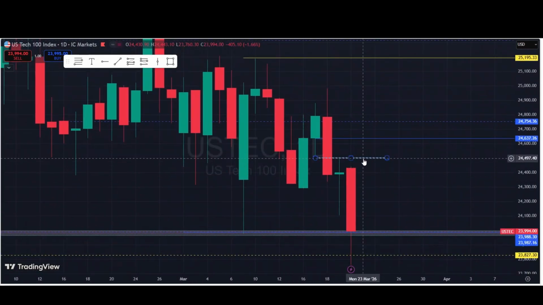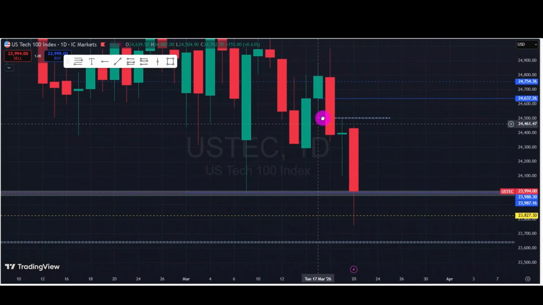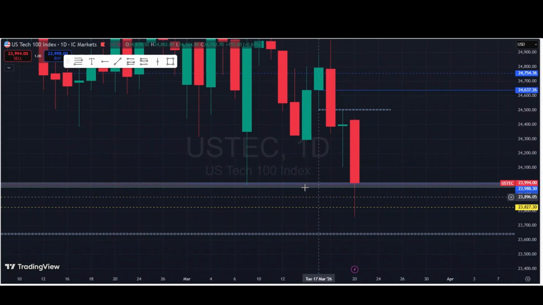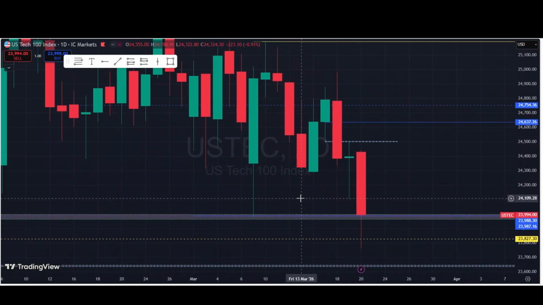First, we are looking at the fair value gap on the 24,500 level before the order block, and then the next is the weekly order block, which is the 24,754 for Nasdaq. If those areas fail, expect price to be drawn to DIX. Those are the areas we're looking at on Nasdaq.